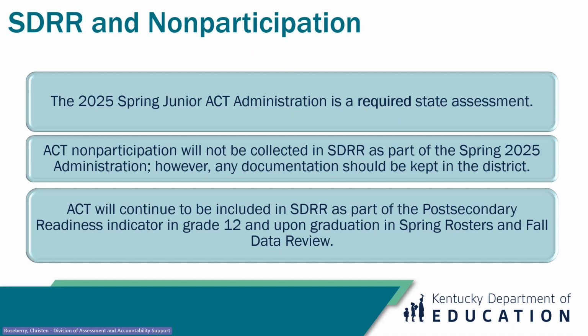All students must participate in state-required testing. The exception is students who have scored a 36 on a previous ACT exam. Given that ACT is one of the many assessments students can use to demonstrate post-secondary readiness, OAA has removed the task of collecting non-participation for ACT rosters and SDRR. ACT will continue to be included in SDRR as part of the post-secondary readiness indicator in grade 12 or upon graduation in spring rosters and fall data review.